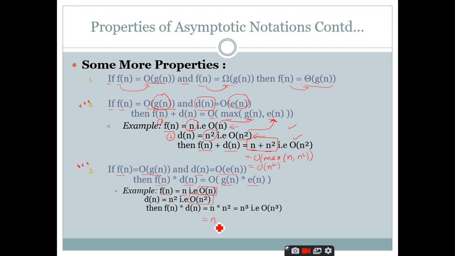What is n into n square? N cube, sir. So the complexity can be represented as n cube. Is it not the product of the big O of n into n square? Big O of n cube is equal to big O of n into n square. Big O of n is nothing but this g of n, and e of n is nothing but n square. Is it clear? Yes, sir.